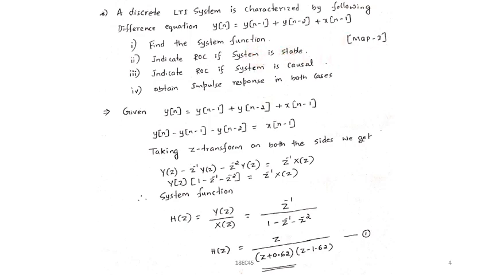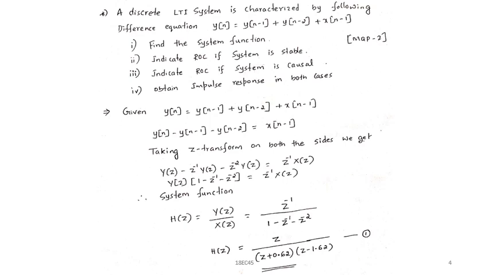So here, first you need to find the system function. To obtain the system function, first I have to apply the z transform on both sides of the given equation. From that you will get H(z). Then you have to determine whether the system is stable and whether the system is causal based on the ROC.